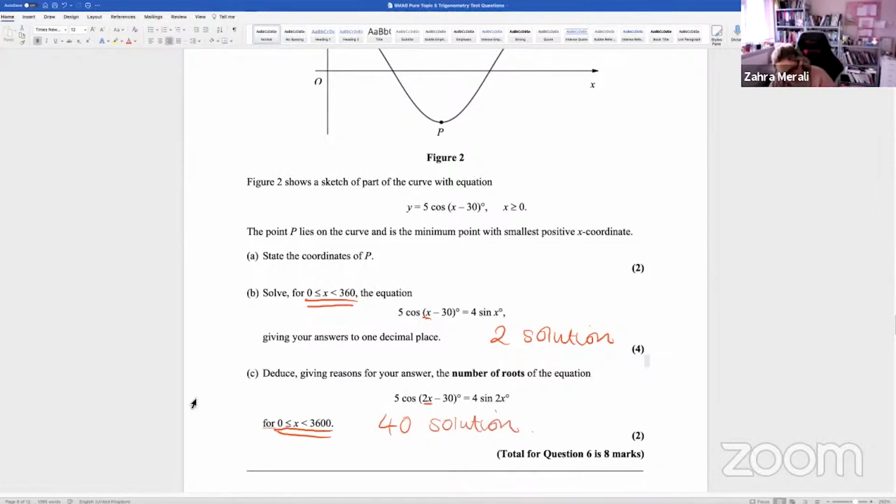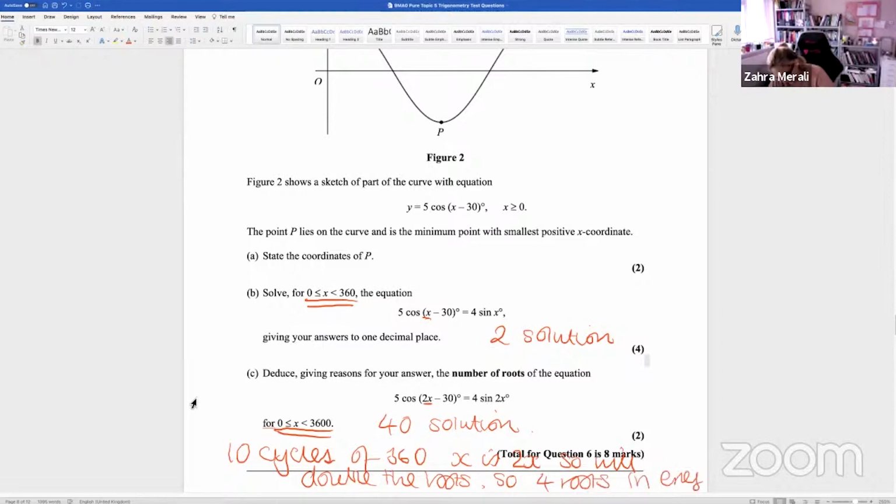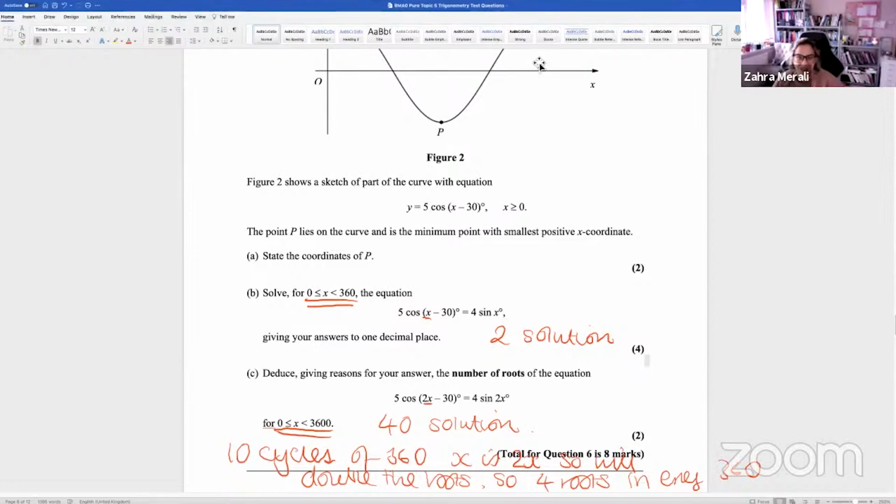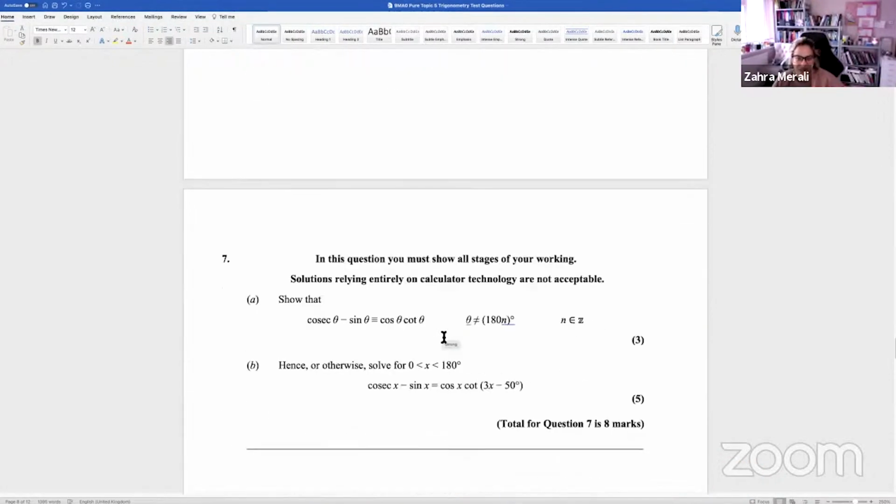So you would say, because there are 10 cycles of 360, and x is 2x, we'll have double the roots. So 4 roots in every 360, something like that. I know it's an explanation. I'm not very good at that, but normally we're quite generous when we mark exam papers on explanations, as long as it makes sense.